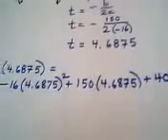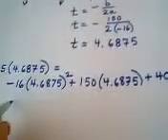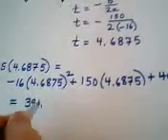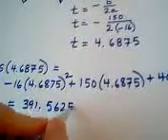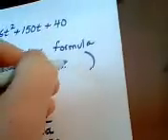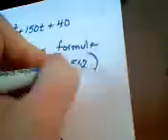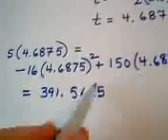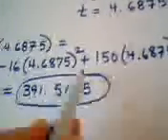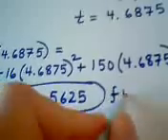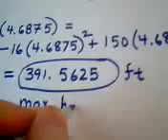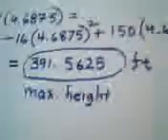And now when I pull out my handy dandy calculator and do this computation, I get the answer 391.5625. So to answer my question, this number is measured in feet and that number represents the maximum height. That's the highest this object reaches.